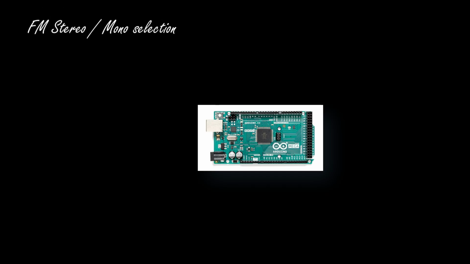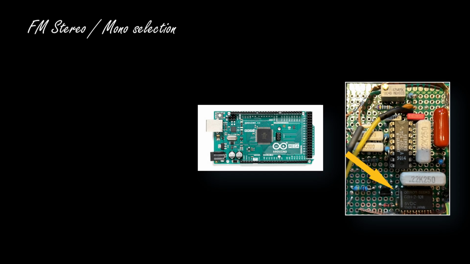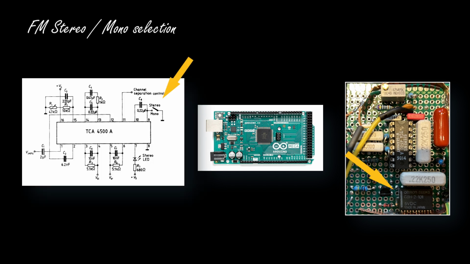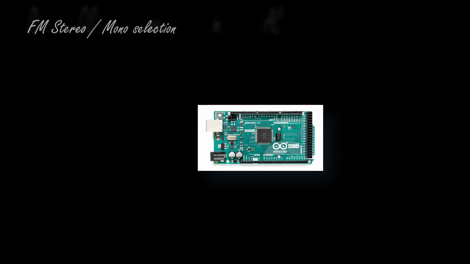The same exact solution is utilized to allow the user to switch between FM stereo and FM mono. We have this small black relay within the FM tuner's stereo decoder module you see here. And again, in order for the user to switch between stereo and mono, Arduino operates on this relay by putting the digital output pin in low or high state.